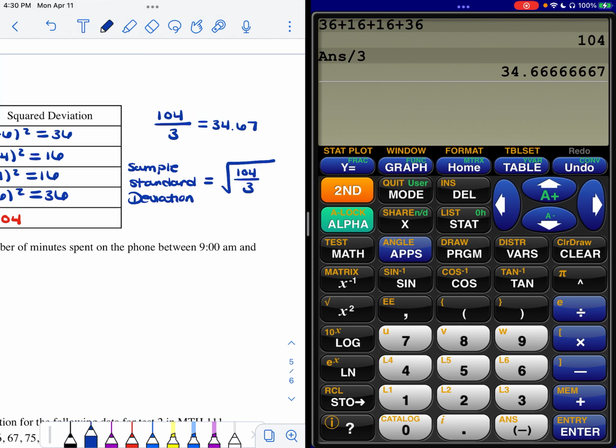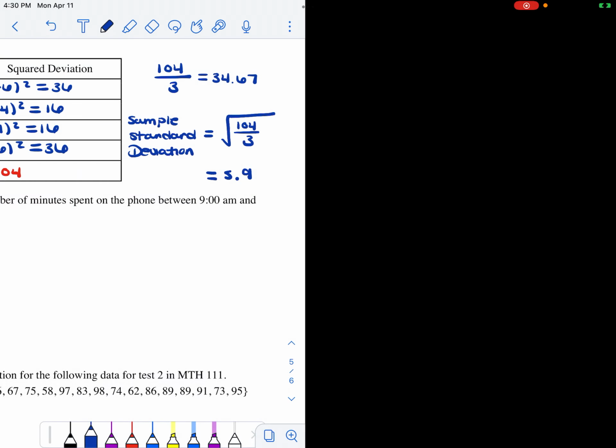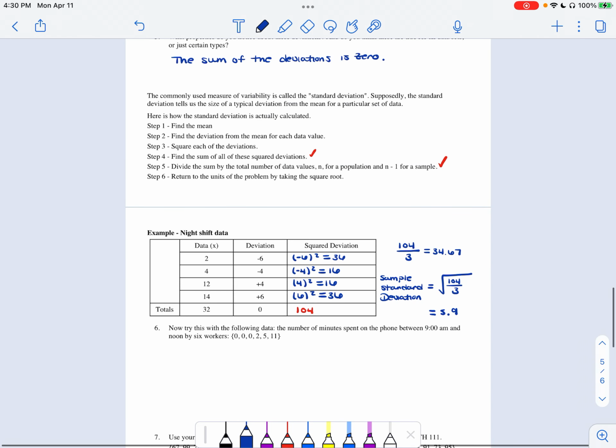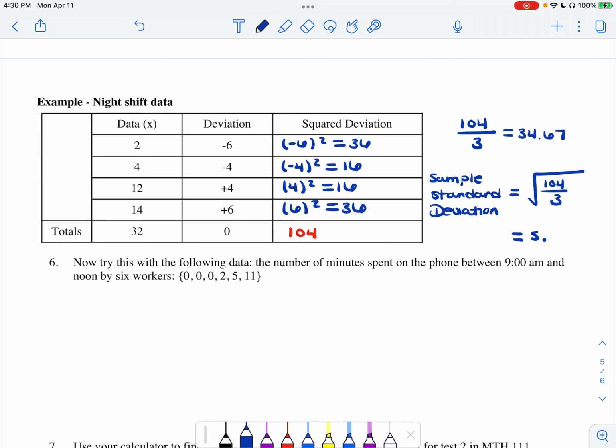To get our square root, you hit the second button, and then you'll see the little x squared, your tiny little square root up at the top left corner of it. I'm going to type in the fraction, 104 divided by 3. And that gives me a standard deviation of 5 point, let's just say 9. Remember that standard deviation is the typical deviation from the mean for this particular data set.